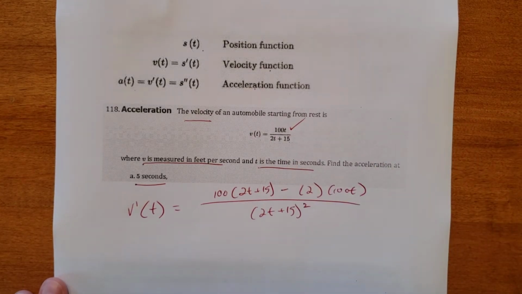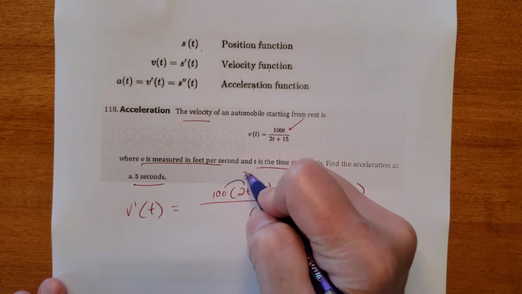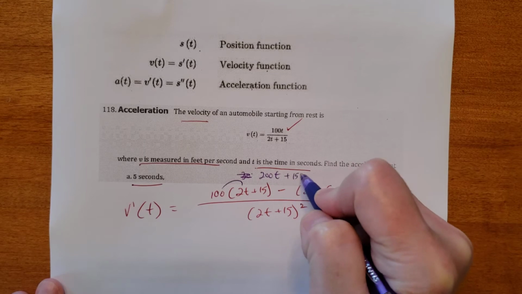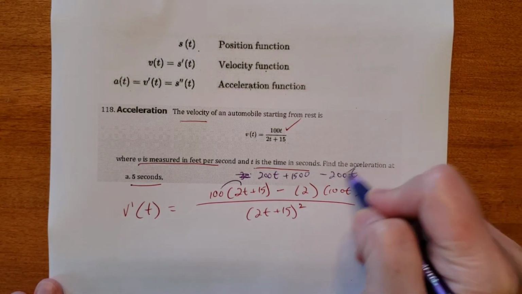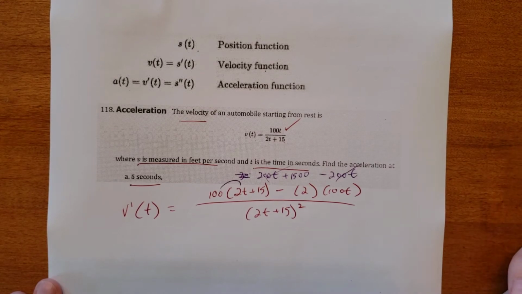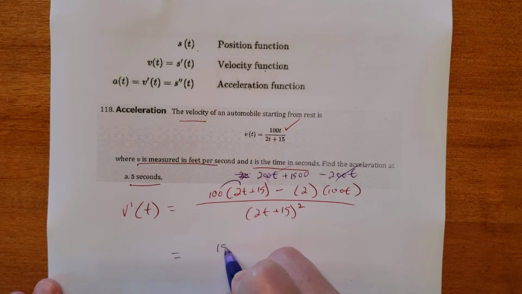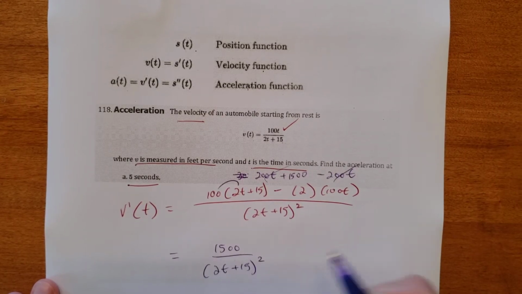So cleaning it up just a little bit, I'm going to distribute the 100 across it. So that makes 200t plus 1500, and then minus 2 across it, minus 200t. Look at that, it's gone. That's kind of fun. So that makes then 1500 over (2t plus 15) squared.